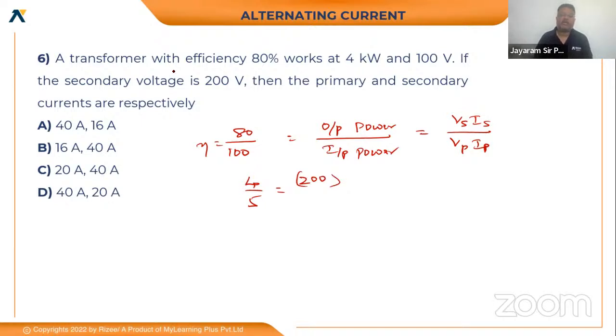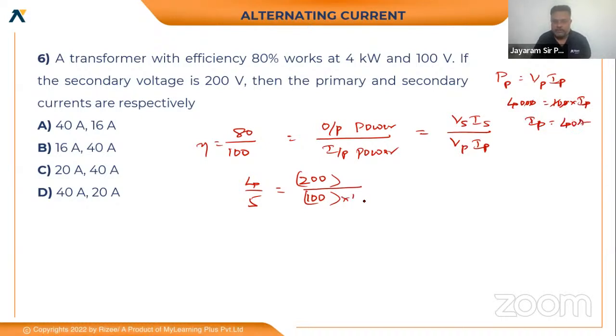The transformer with efficiency 80% works at 4 kilovolts and 100 volts. So that means your 100 volts is going to be the primary. Here we don't have the Is and Ip. So for that, power in the primary is equal to voltage in the primary into current in the primary. 4 kilowatts means 4000 is equal to 100 into Ip. So these two things go out, and current in the primary is equal to 40 amperes.